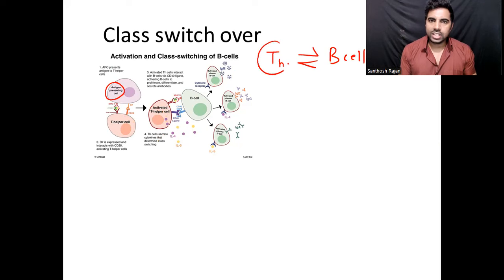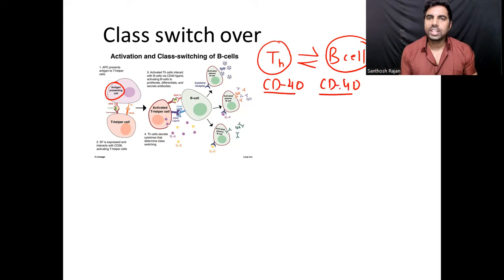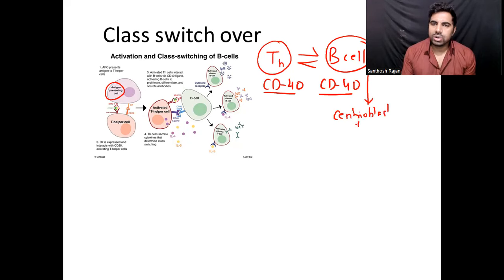The T cell has something called CD40 ligand, and the B cell has CD40. This CD40 interaction is what is called class switchover. The CD40 interaction will activate the B cell. That means the B cell will first become a centroblast, then a centrocyte.